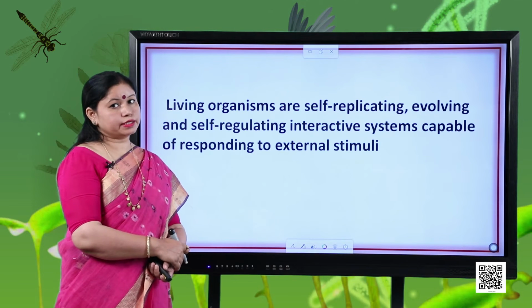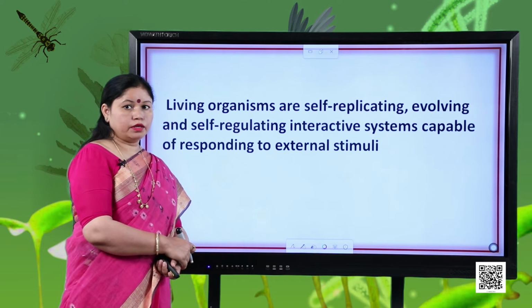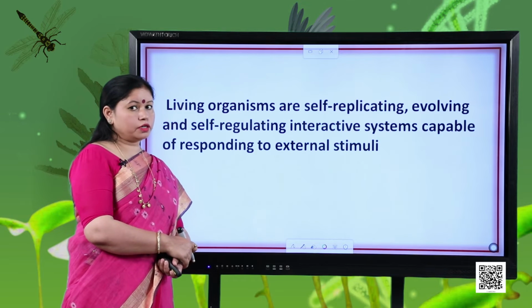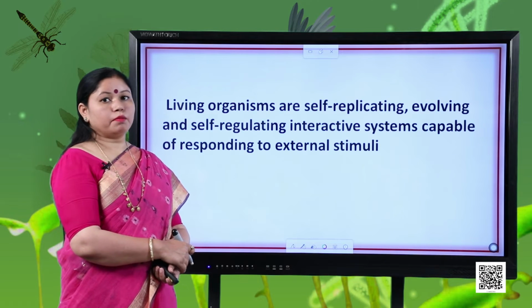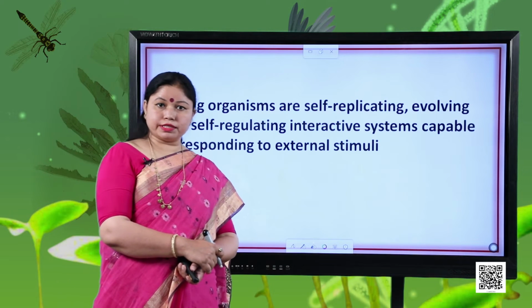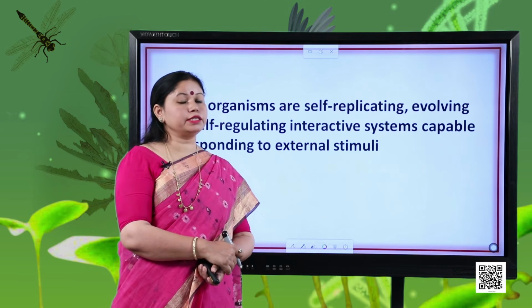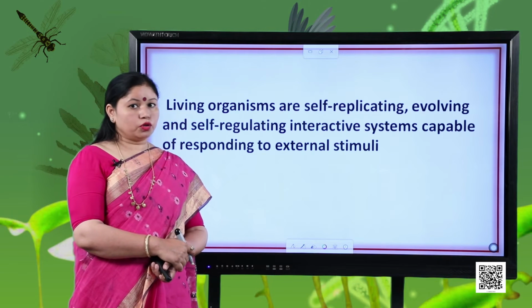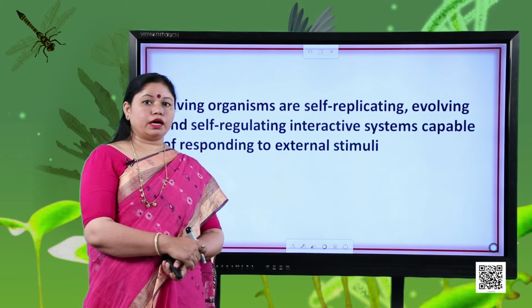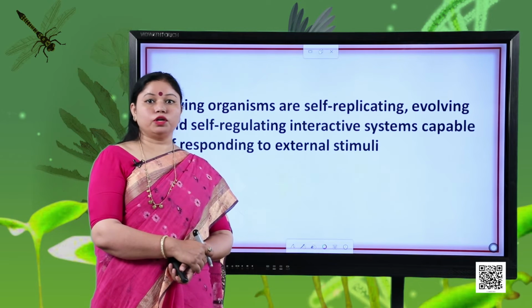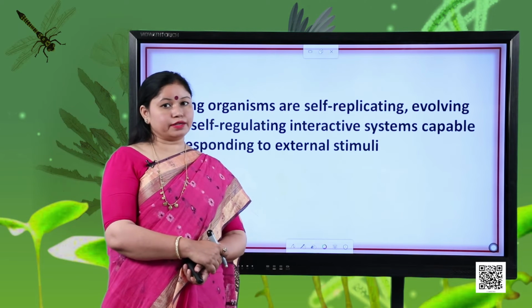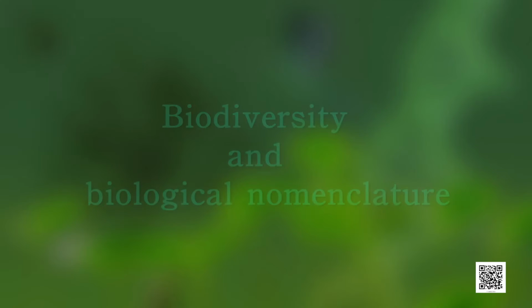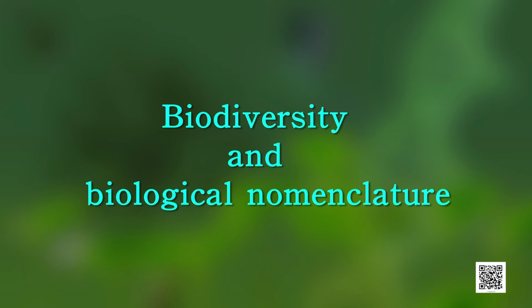So, finally, what conclusion have we drawn? That metabolism, consciousness, cellular organization are defining properties of living organisms. Growth and reproduction are two processes which are not all-inclusive characteristics of living organisms. Let us move to the next topic, biodiversity and biological nomenclature.